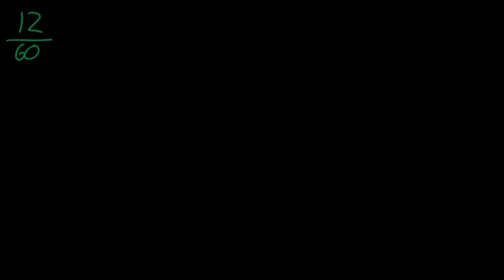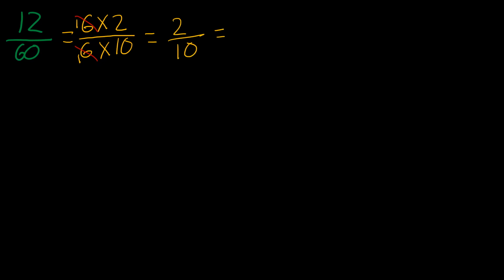So in this problem, we have 12 over 60. The first thing we can do is rewrite 12 in terms of 6 times 2. We can rewrite 60 in terms of 6 times 10. Now, what happens when you multiply by 6 and then you divide by 6? That's right, they're going to cancel each other out. And they would just go to 1. So then we'd be left with 2 over 10.